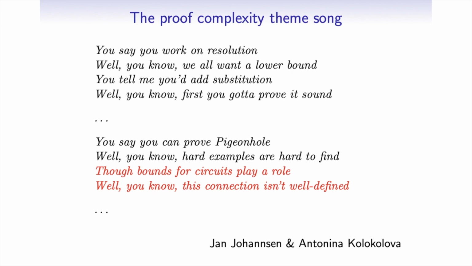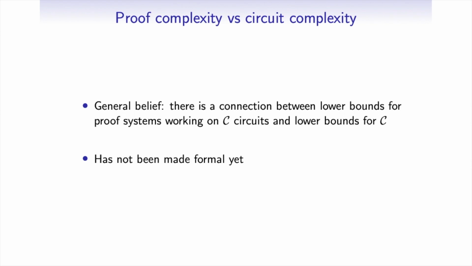So what does this mean in the proof complexity theme song? Well, there's a general belief, we say in the proof complexity community, that there's a connection between lower bounds for proof systems which work on some circuit class C, and lower bounds for that class. It seems like a natural thing to think about. You have this proof system which is line-based, and all the lines are circuits from this class C. You want to prove some lower bounds on that proof system. Well, it seems like it may well be related to lower bounds for circuits in that class. However, this hasn't been made formal yet in the propositional world.